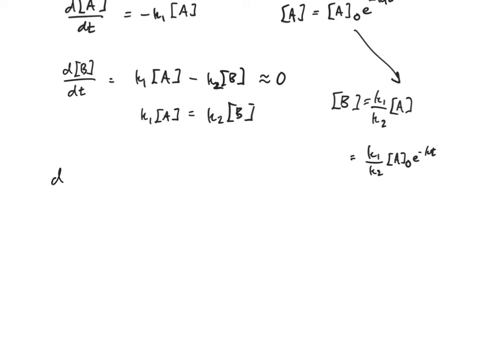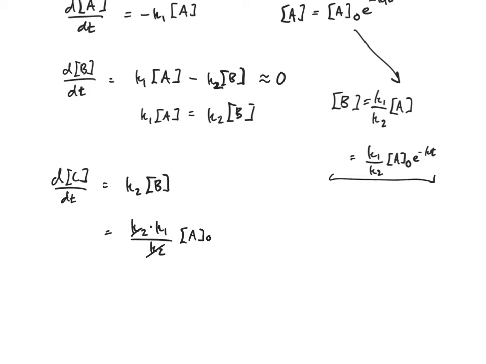Okay, let's write down the rate law expression for C, finally. This becomes just k2 times the concentration of B. But we know what the concentration of B is right over there, so the rate of accumulation of C just becomes k2 times k1 over k2, and of course those just cancel out. Starting concentration of A, e to the negative k1t, like so.